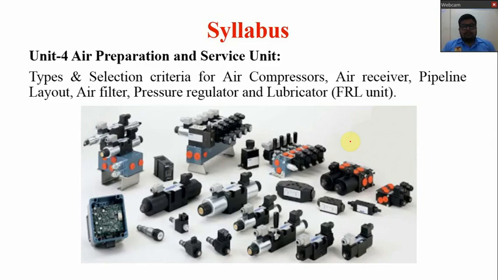Now, the direct supply of air from the environment is not possible, so special service units are required. We will go through the types and selection criteria for different types of air compressors. We will also go through the air receiver, then the pipeline layouts. Again, filters are required, pressure regulators are required, and lubricators are required. So this is known as the FRL unit, and we will go through all these components in unit number 4.